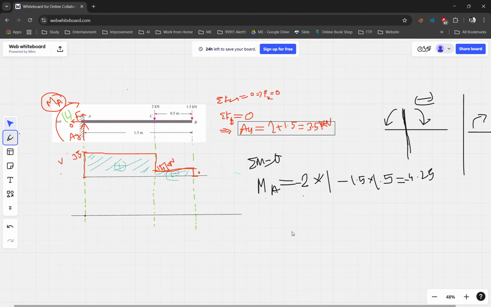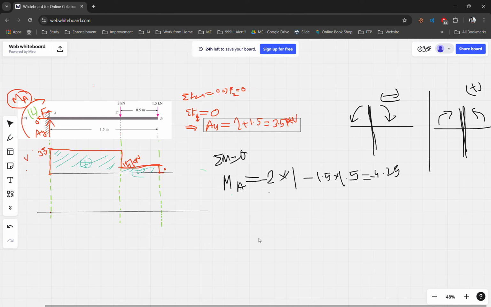Okay, so let me determine all the forces together. So this is our MA. Then in this way we can determine M of C. M of C will be the forces on the right side or left side. We can take any side of the forces. We will not take both sides. We will just take one side of forces.